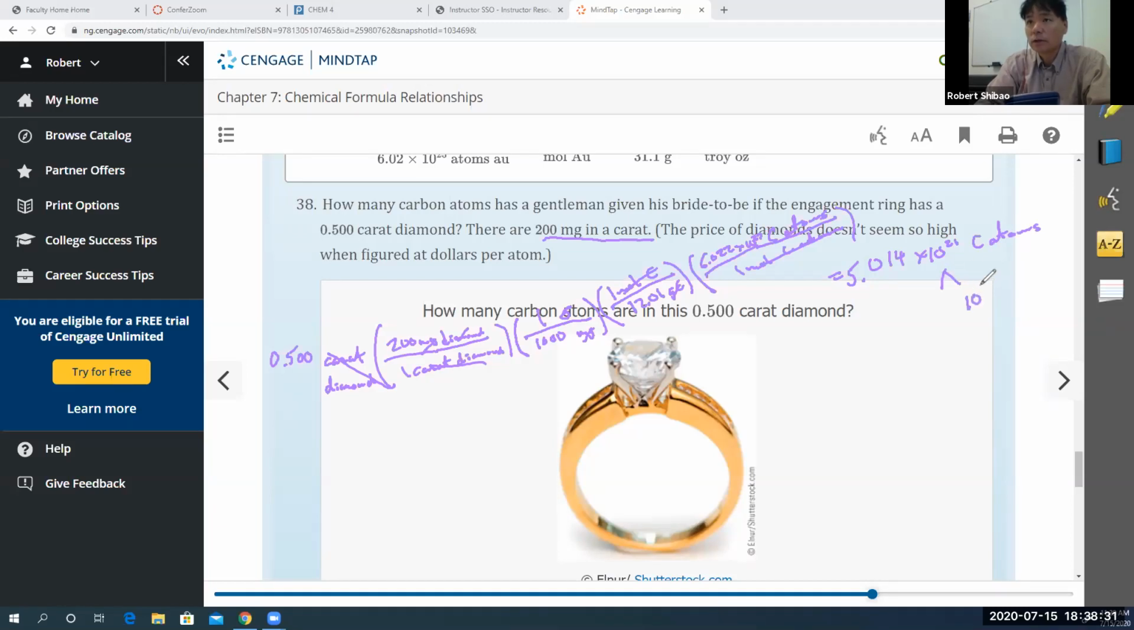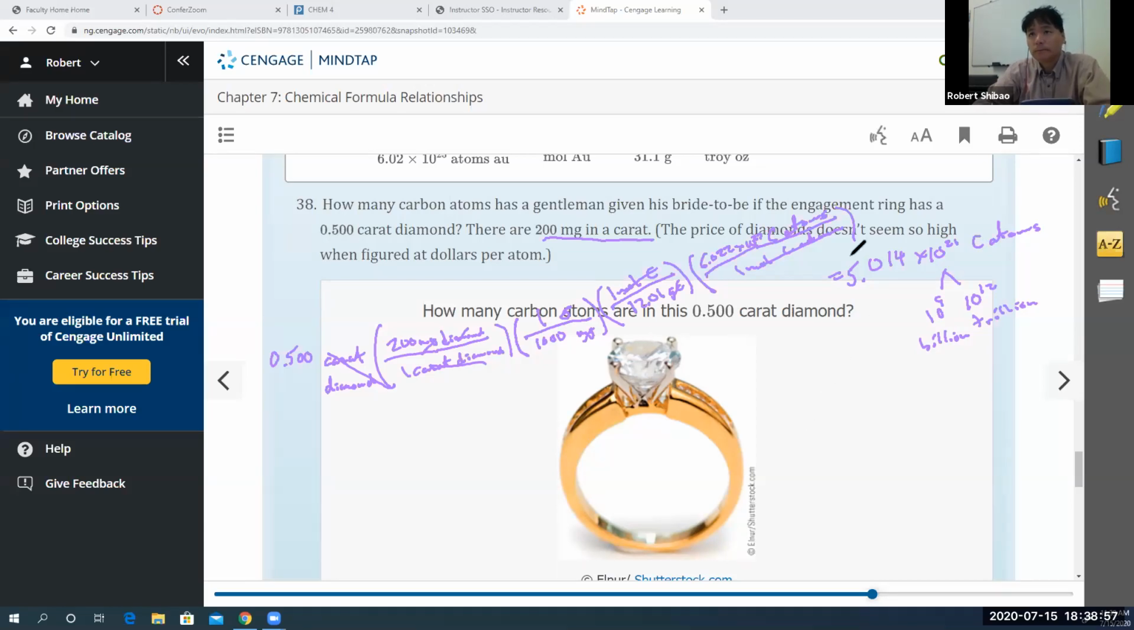We'll go with a trillion: 10 to the 12 is a trillion. And then we need 9 more, so that's a billion. If we take a billion and a trillion and put them together, we'll make 10 to the 21. So this is 5 billion trillion carbon atoms. It's a lot of carbon atoms in that diamond.